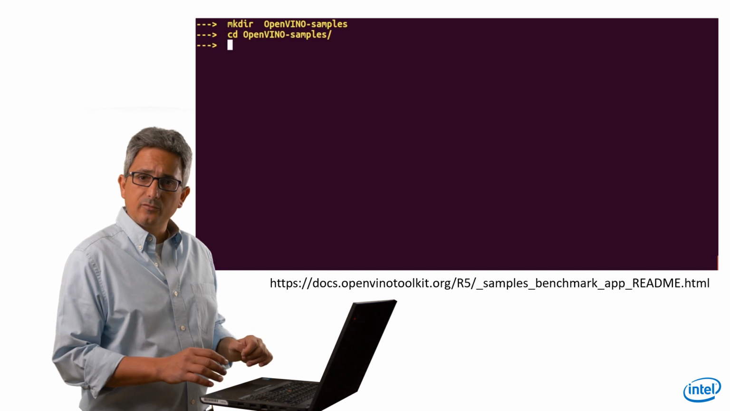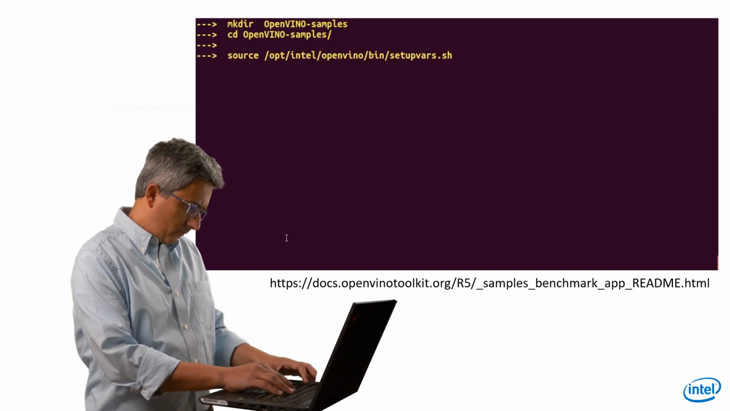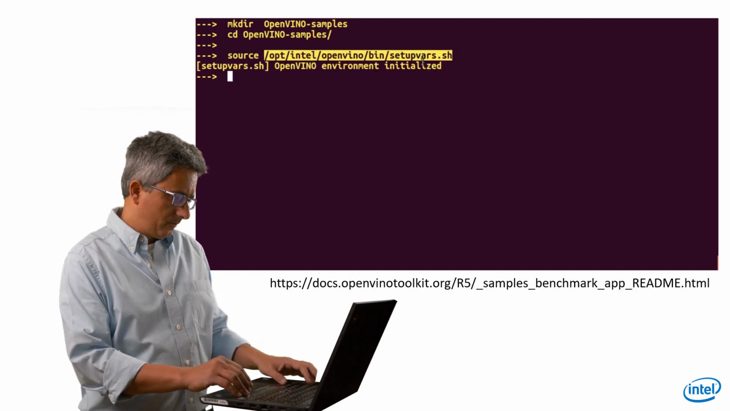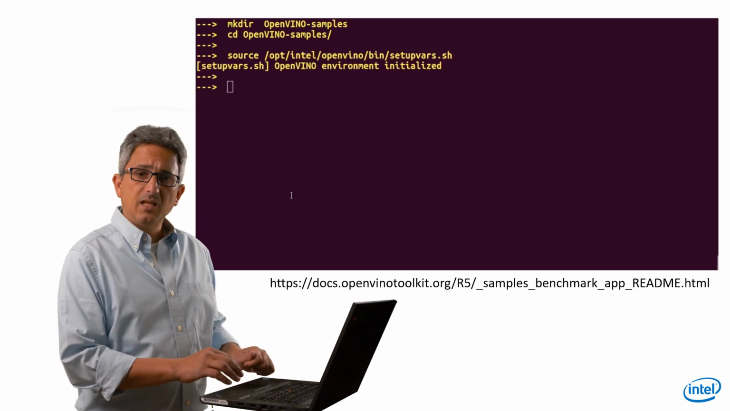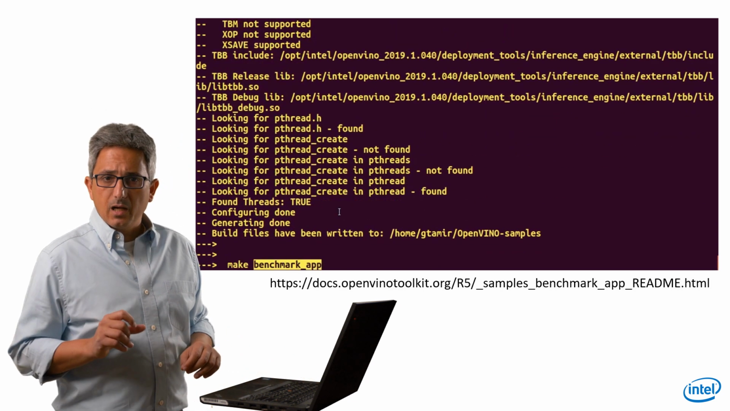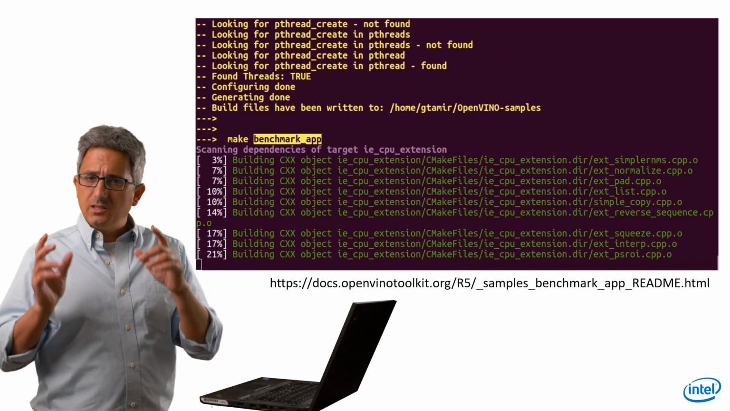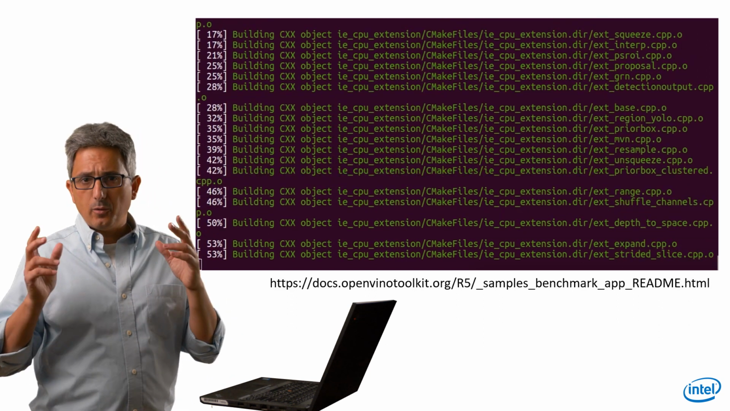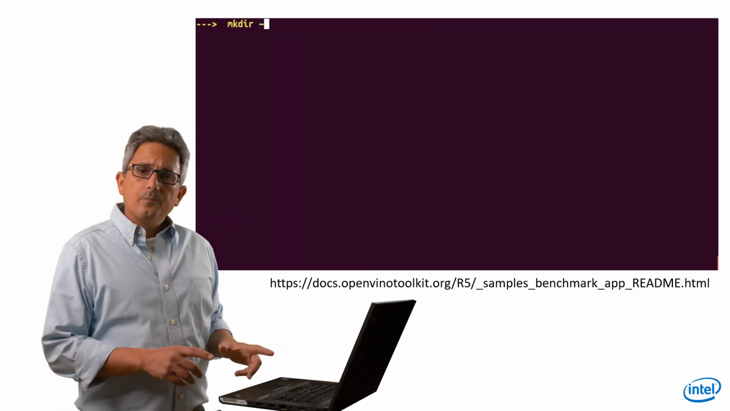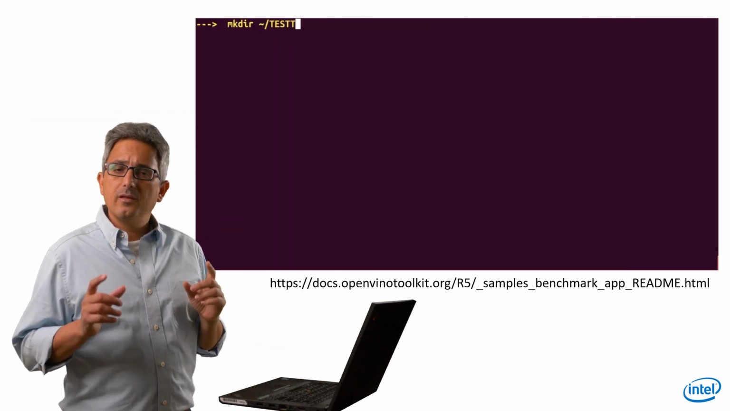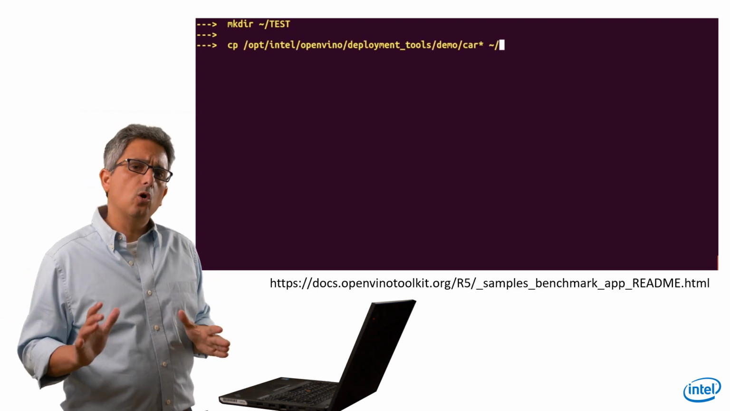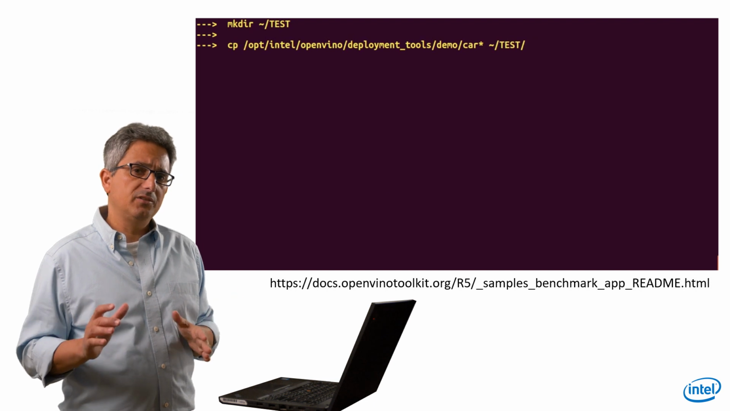Let's open a directory for the samples. Initialize OpenVINO. CMake and make only the benchmark app. I'm showing the C++ sample, but there's also a Python application. Look for it. Now I need to create a folder with test images. You could use your specific dataset. I will only copy the car image from the security barrier demo.